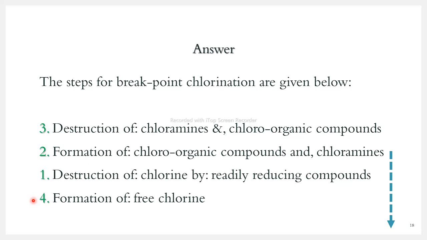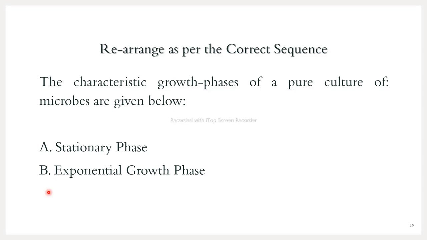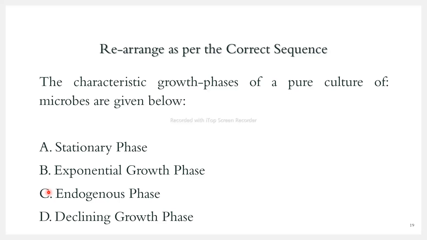Now we will move on to our next rearrangement question. The characteristic growth phases of a pure culture of microbes are given below. Option A is stationary phase, B is exponential growth phase, C is endogenous phase or death phase, and D is declining growth phase.